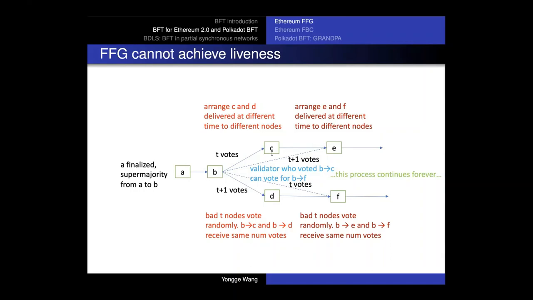At the end, C will get a T plus one vote. And D will get a T plus one vote. That means no one can make a decision on that. That means they have to continue.